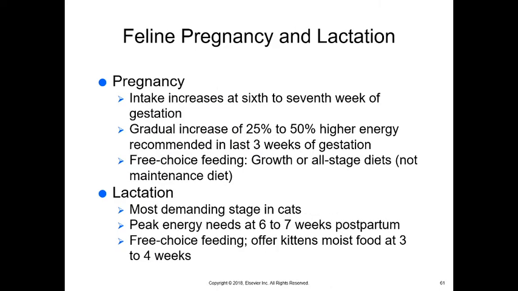In pregnancy, we need to start increasing nutrition at about 6 to 7 weeks versus 5 weeks for puppies or for dogs, just because they're a little bit smaller. We want to gradually increase to 25 to 50% higher energy in the last 3 weeks of gestation, making sure they have plenty of calcium available.